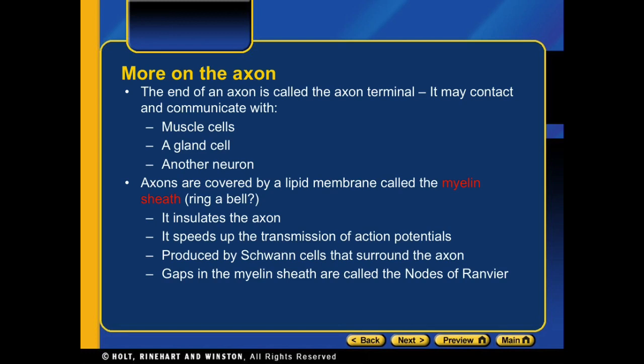The myelin sheath, the membrane that's surrounding the axon, isn't continuous. There are gaps or spaces between different sections, and these gaps in the myelin sheath have a name. They are called the nodes of Ranvier.